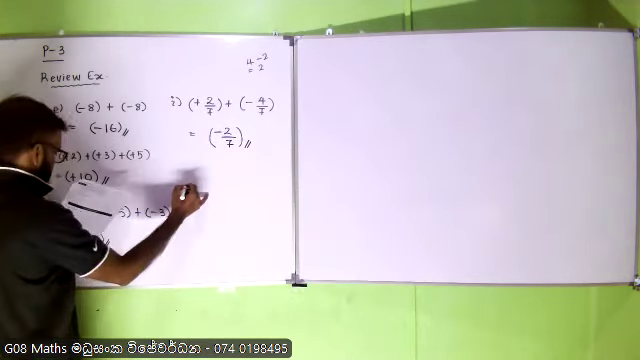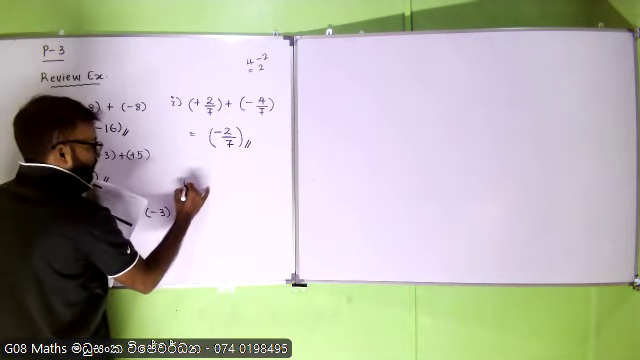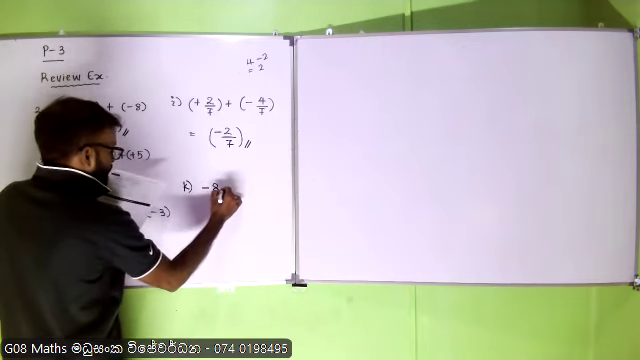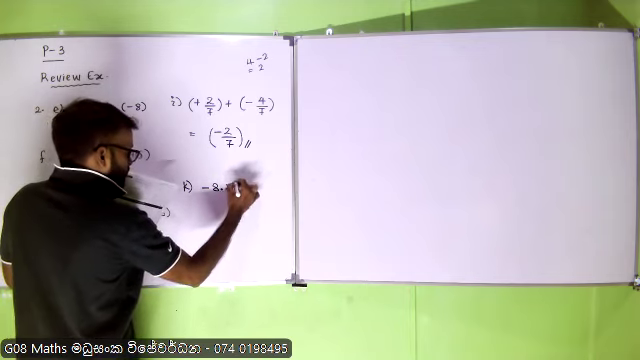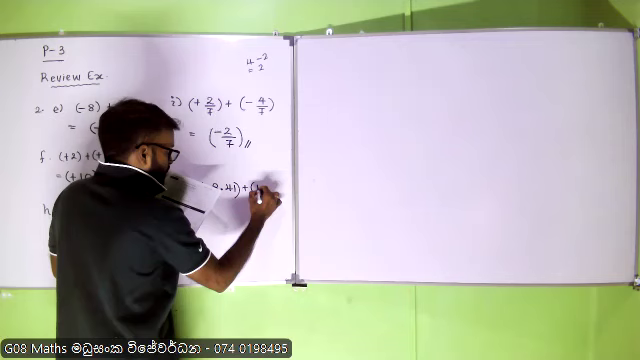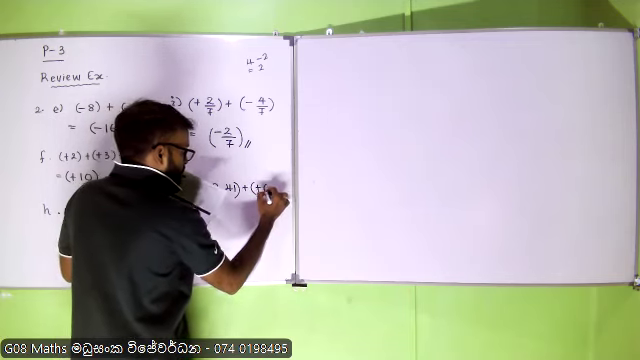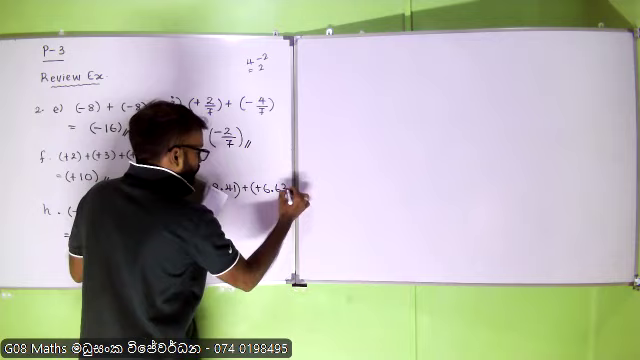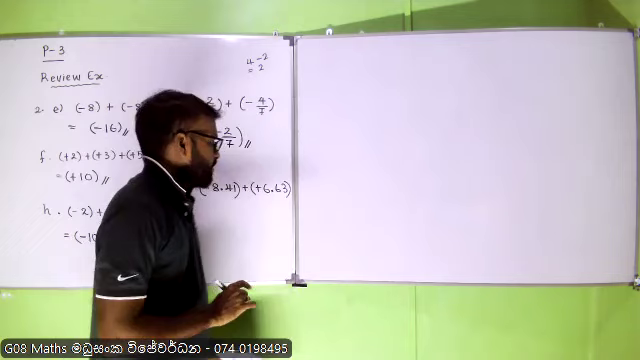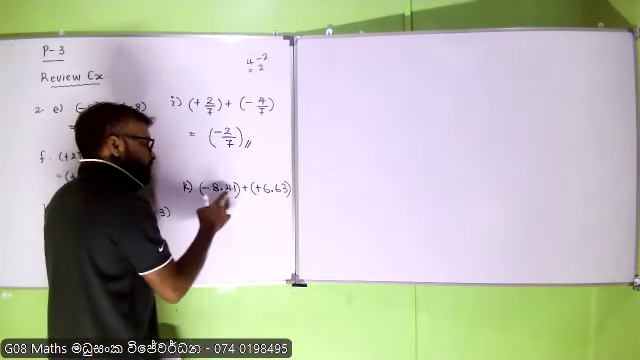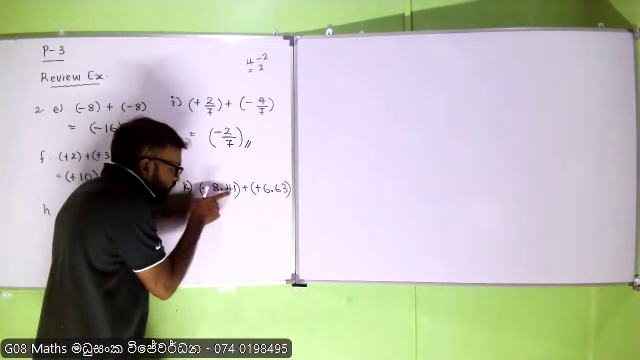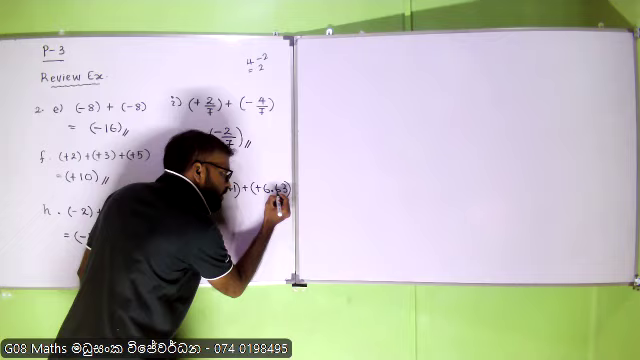Then I will do K. Right? K. Negative 8.41 brackets plus, right? Then positive 6.63. You know how to add or subtract decimal numbers. Right? So if you care about these two, what about the signs? This is negative 8.41. This is positive 6.63.